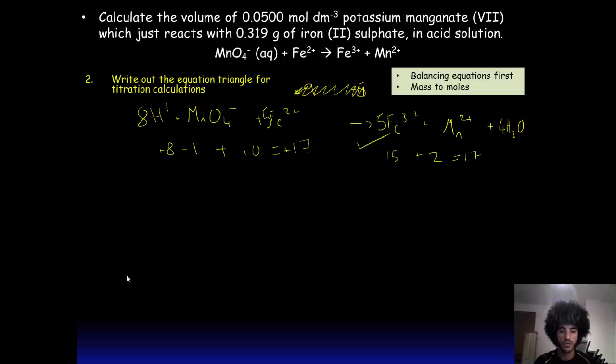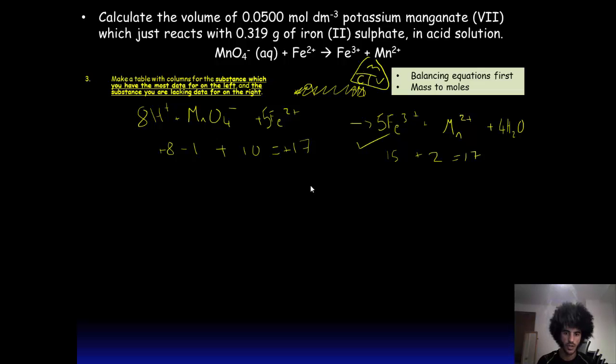So now I'd like to go through the other bits of the calculation, not in as much depth as before, because you probably know what to do from this stage. So I need moles, concentration and volume as my triangle, so that's there. Good. Step 3 is to draw my table. So let's draw the table again.